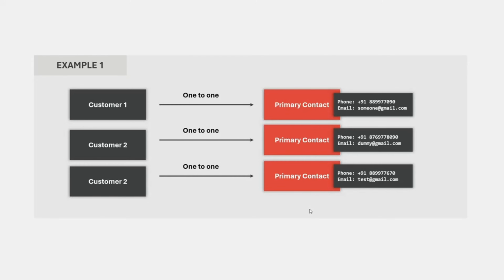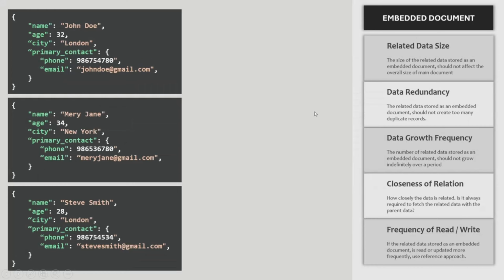So again, we are going to take the example of customer and the primary contact. So each customer is going to have a unique primary contact detail. No two customers are going to have the same primary contact. So let's first try to implement this relation between the customer and the primary contact using embedded document approach. And then we will see what are the advantages and disadvantages we will have when we go with embedded document approach for this example. So here, as you can see, we have three customer documents.